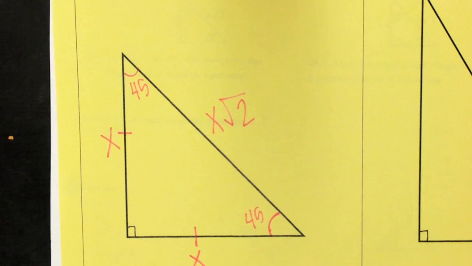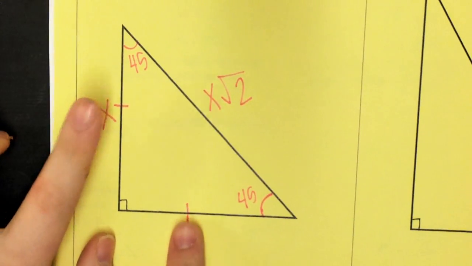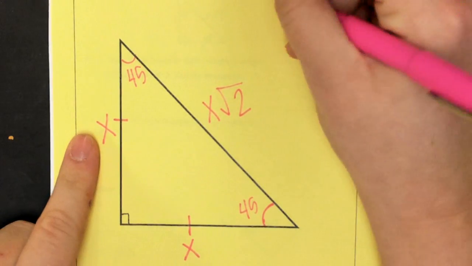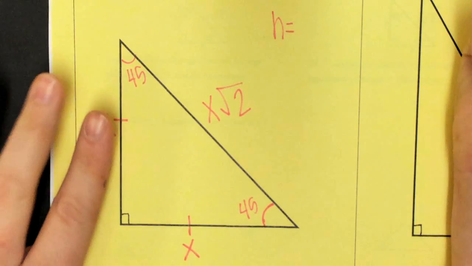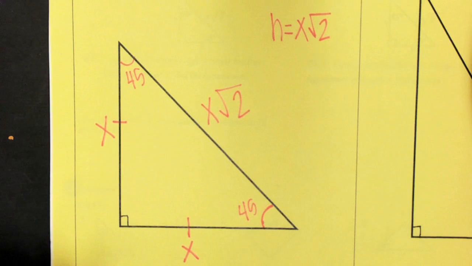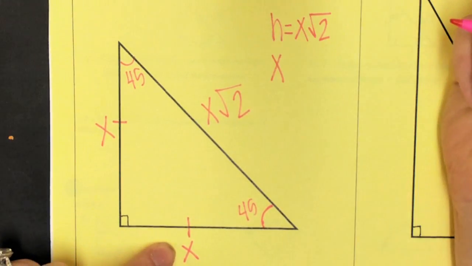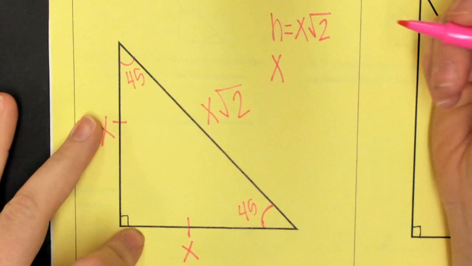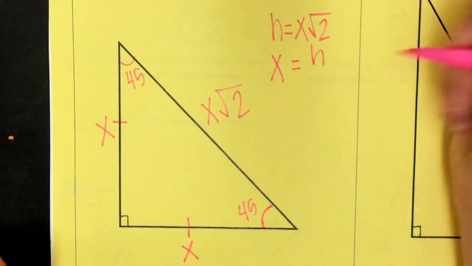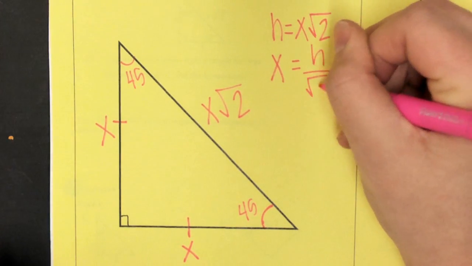Okay, so if you're given the legs, so we know the legs, which I'm calling x, in order to find the hypotenuse, you will always just do x square root of 2. X square root of 2. But if you want to find what x is, you have to take whatever the hypotenuse is and divide it by the square root of 2.